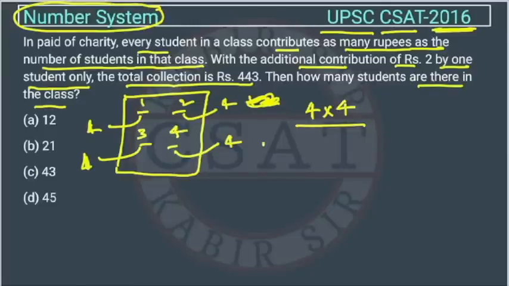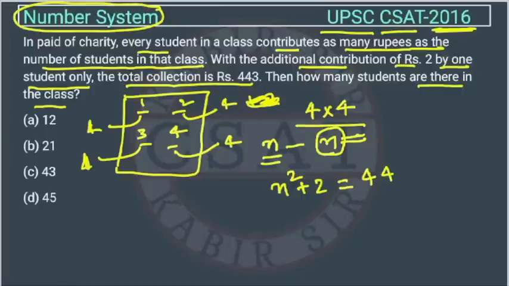Similarly, if there are n students and each will pay n rupees, each will pay how many rupees? N rupees. Why? Because this is given in the question that each will pay the number of students in the class. So number of students in the class is n, right? So the total money will be n square, right? But one student is paying 2 rupees more. So plus 2 will be equal to how much they have given? They have given 443, because this is the total money we received. So this will be n square is equal to 441, right?